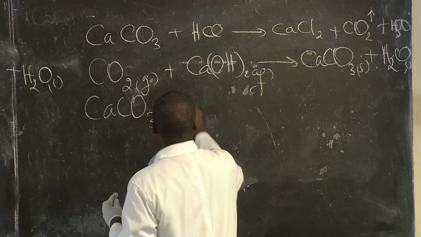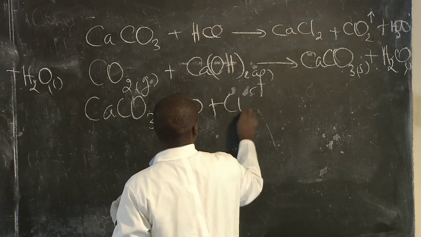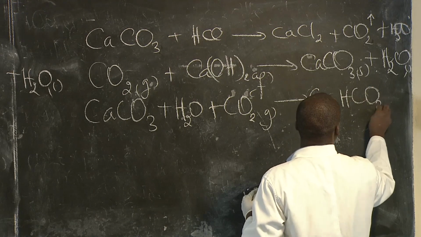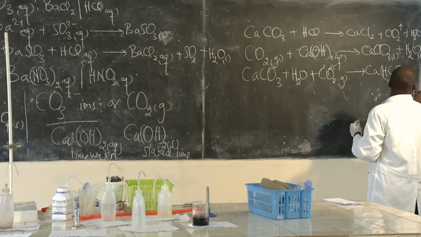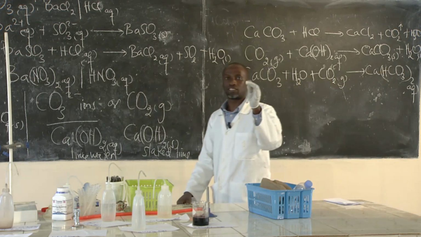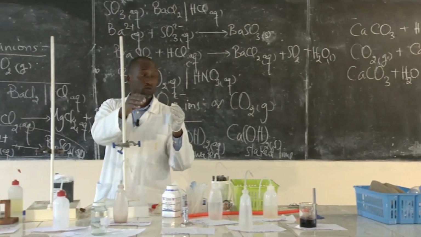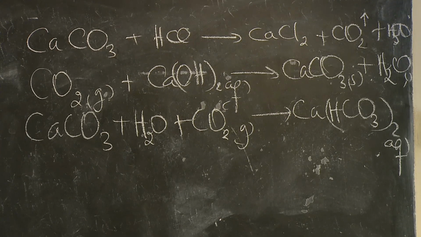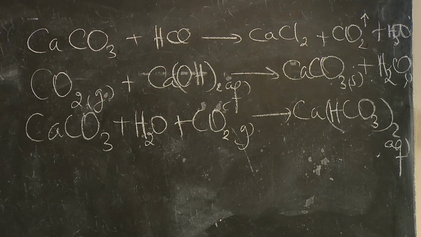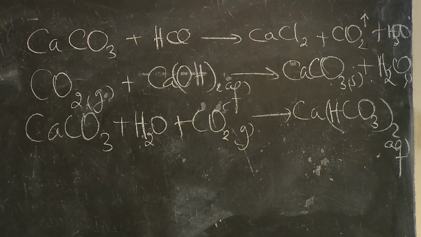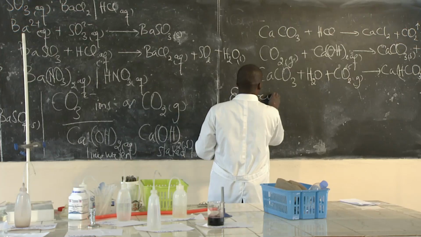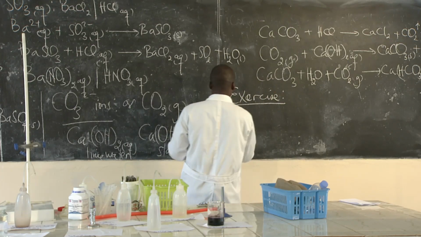When the excess gas passes through the product, it forms calcium hydrogen carbonate. This is a colorless solution that is formed. So that is the test that we use to confirm the presence of carbon dioxide as well as the carbonate ions. So I'll just leave you with an exercise that we have. Maybe I'll ask you to take note of this exercise.